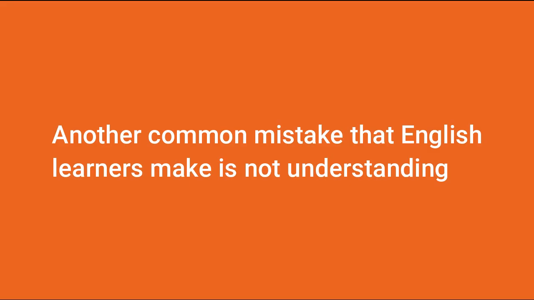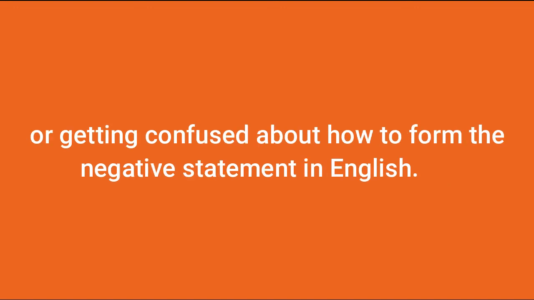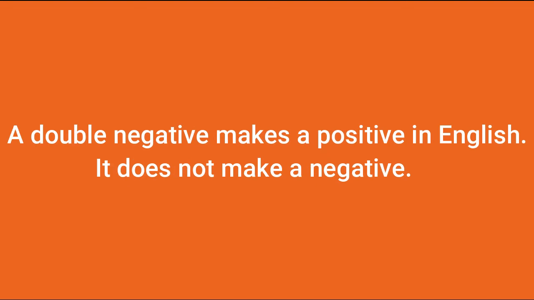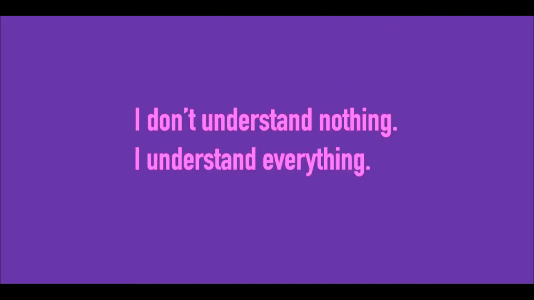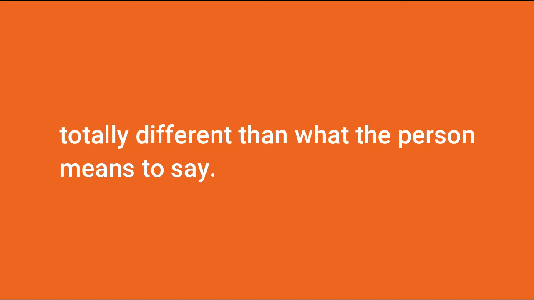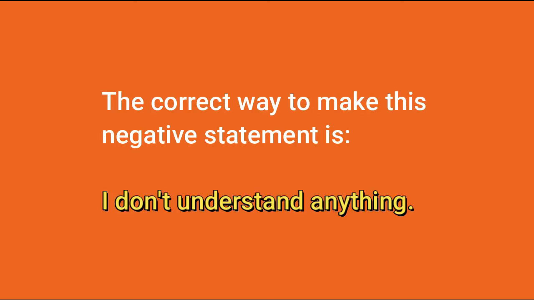Another common mistake that English learners make is not understanding or getting confused about how to form the negative statement in English. A double negative makes a positive in English. It does not make a negative. For example, if you say, "I don't understand nothing," that actually means "I understand everything." Totally different than the person means to say. The correct way to make this negative statement is "I don't understand anything."